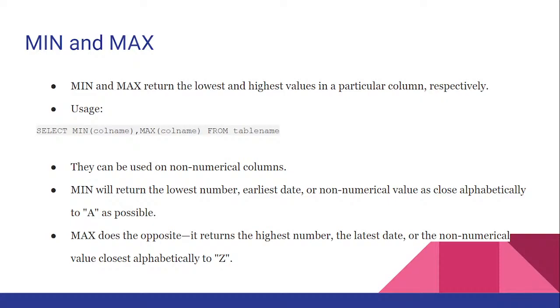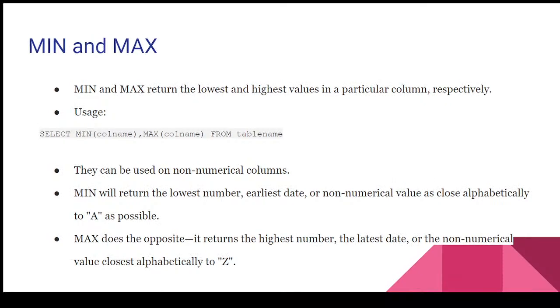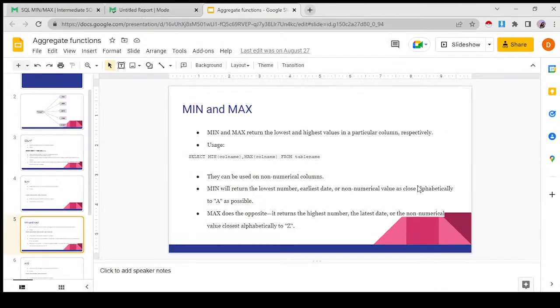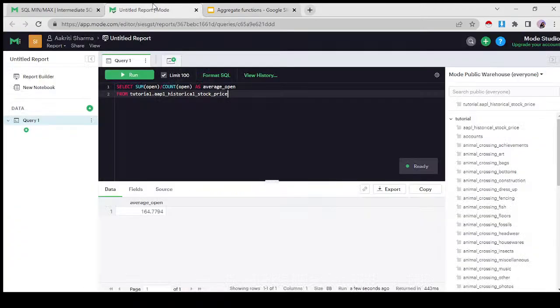Similarly for max, if I give it a date column, it will return the latest or farthest date, and when I give it a string column, it will arrange the data in descending alphabetical order, and so you will get the letter closest to the end, that is Z. I hope this was clear that min and max can be performed on all three data types. They can be used on numerical data, date data, and string data.